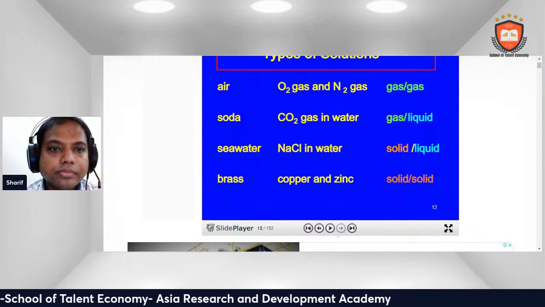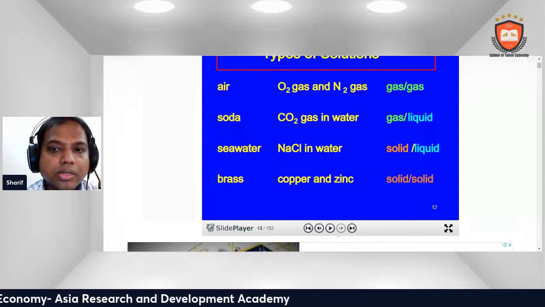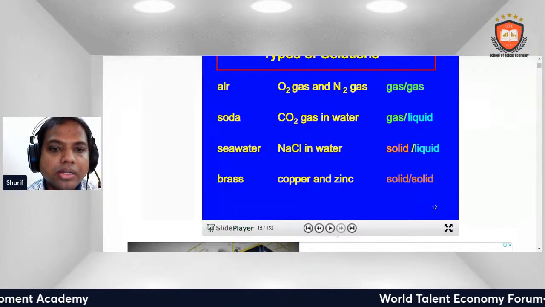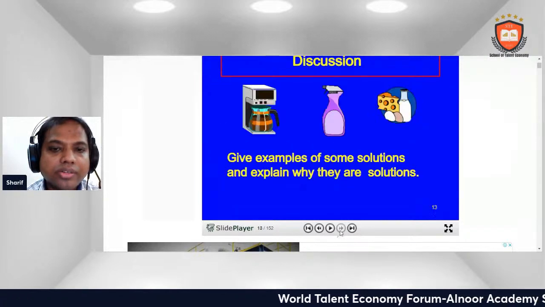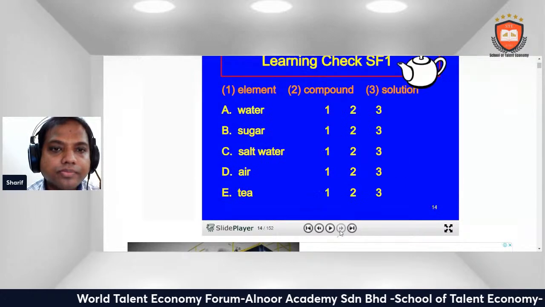Air is a gas solution. Soda is CO2 gas in water, gas in liquid. Seawater is NaCl, a solid, in water. Brass is copper and zinc, solid in solid. Give examples of some solutions and explain why they are solutions.